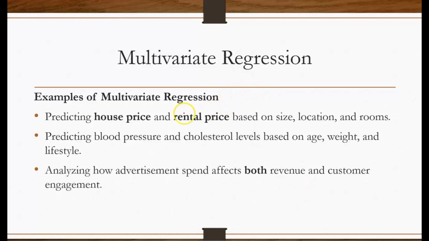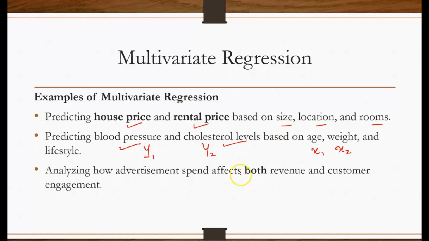So we can see some examples. We will have more than one output, that is predicting house price as well as the rental price. Earlier we have seen in linear regression predicting house price based on size, location and rooms, that is multivariable linear regression. Multivariate means we can predict house price as well as its rental price based on its area, location and rooms. Then predicting the blood pressure and cholesterol levels. We have two outputs here. Y1 is the blood pressure, y2 is the cholesterol, based on age, weight, and these independent variables.